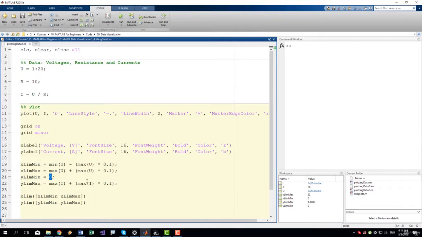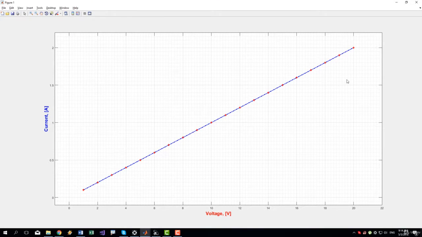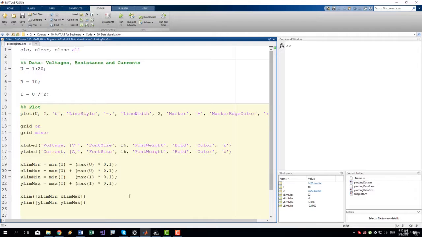And let's do the same thing for the y limit. So minimum of I, minus the maximum of I times 0.1. Run it, and you can clearly see that we have the exact same extended boundaries on all sides of our graph. Now, why is this helpful?